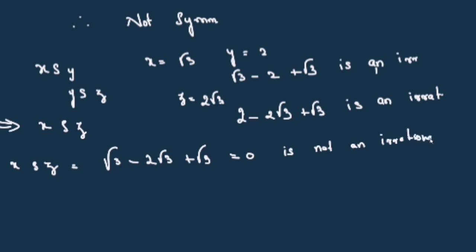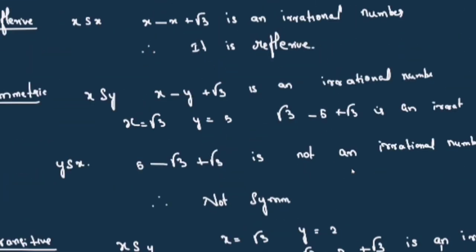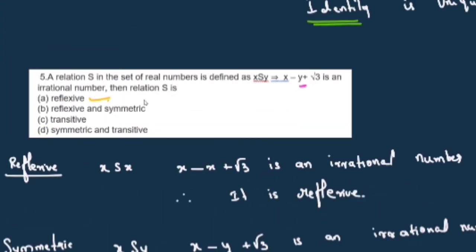So one example, if you give, that is enough. That means X is related to Y, Y is related to Z, but X is not related to Z. Therefore, it is not transitive. So the relation is only reflexive.